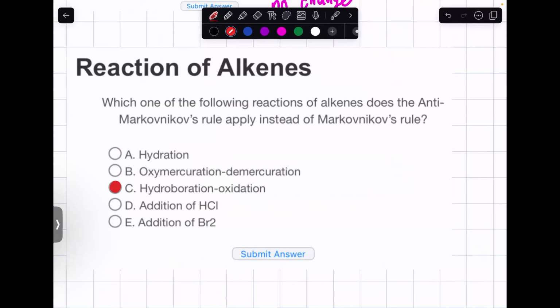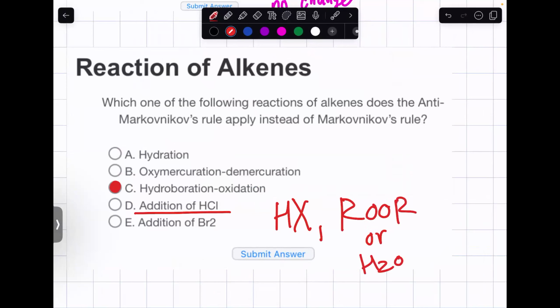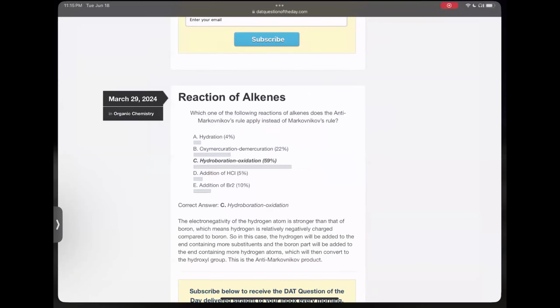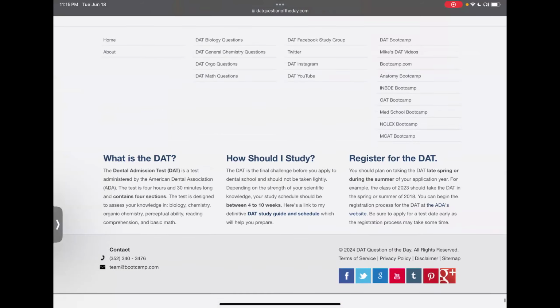I'll give you a hint. It has to do something with HX and something else that goes with it to make it anti-Markovnikov. Oh, peroxide. ROOR or H2O2. Yeah, peroxide. Okay, that's it.